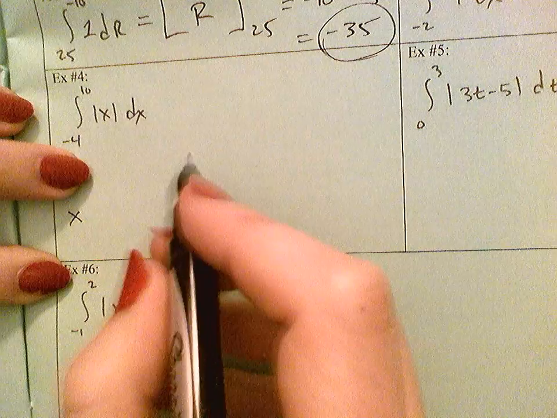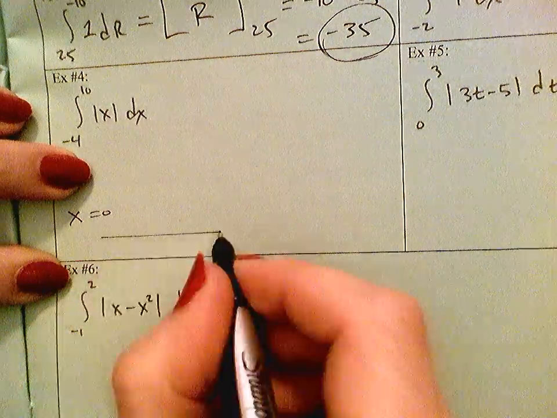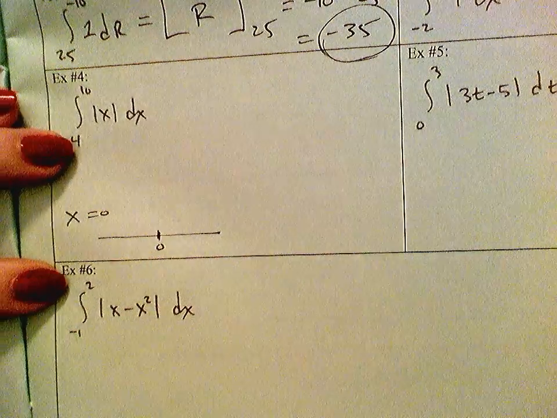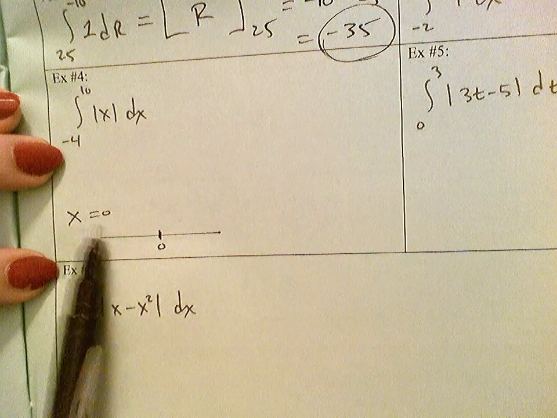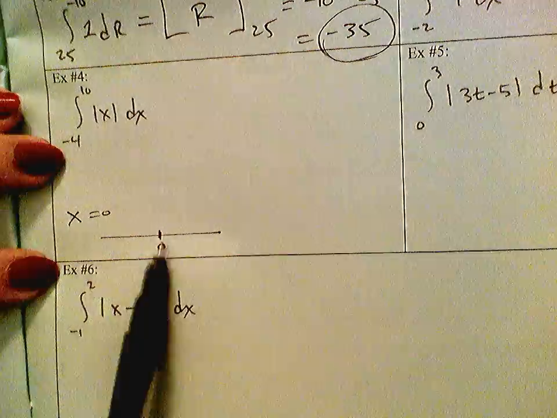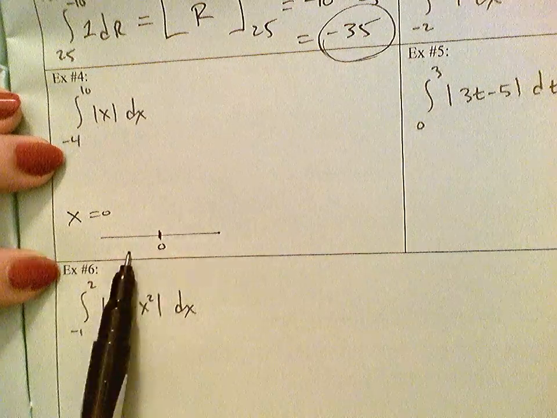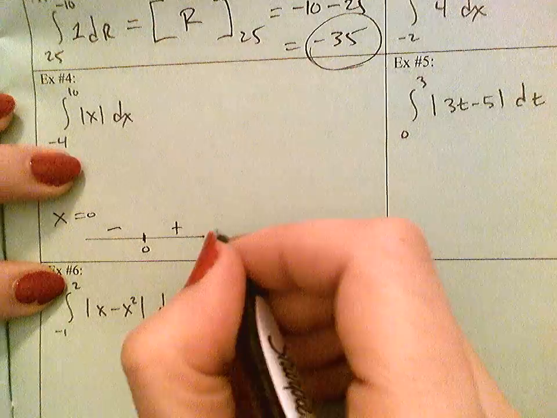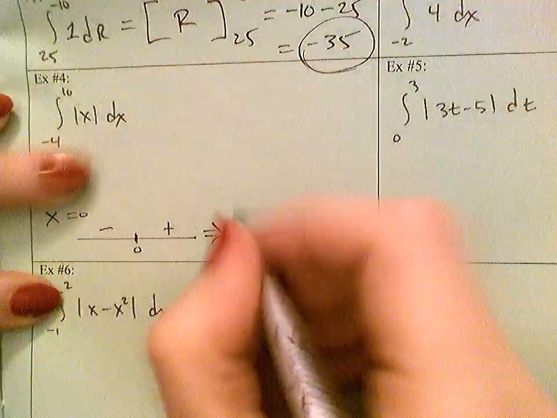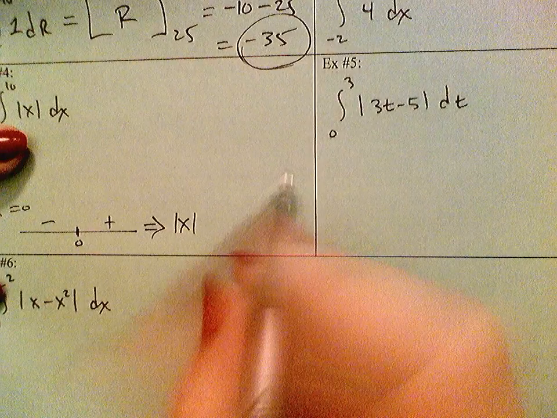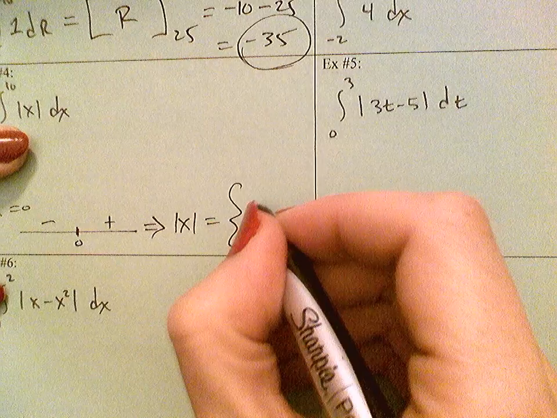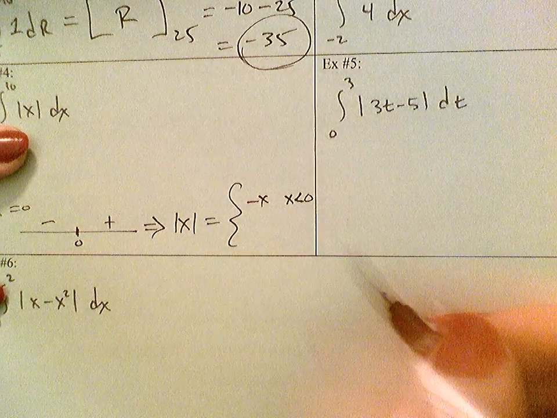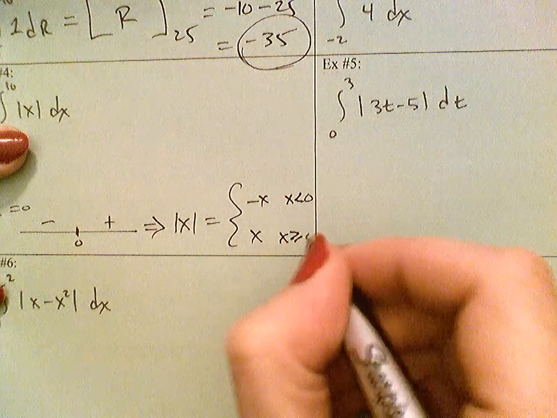And then I set it equal to 0, we're going to do a sign test. But this has nothing to do with derivatives, okay? This is just a sign test to see where x is positive or negative. So I set it equal to 0, it's 0 at 0. To the left of 0, x is negative. To the right of 0, x is positive. So this means that you can express the absolute value of x as negative x when x is less than 0, and positive x when x is greater than or equal to 0.